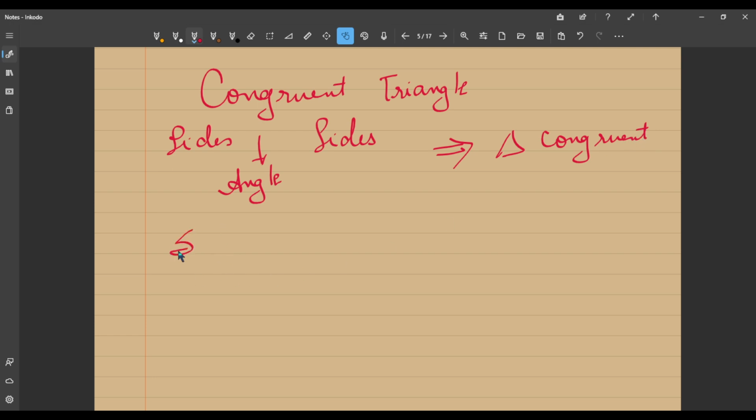So we called this the SAS postulate, meaning that if two sides and one included angle are equal in two triangles, then both the triangles are said to be congruent. Just that this side is equal to this side and the included angle are equal, then the two triangles are congruent.